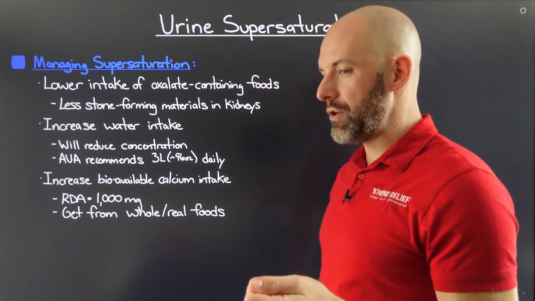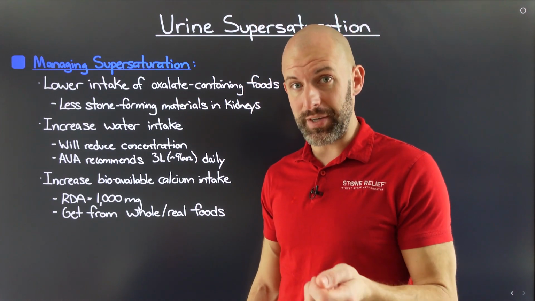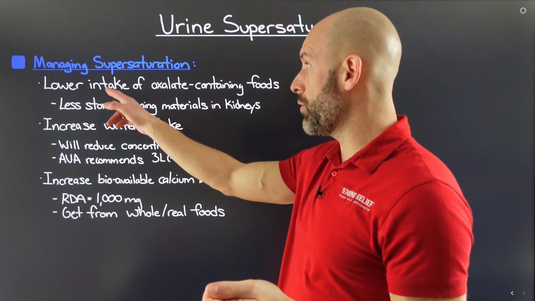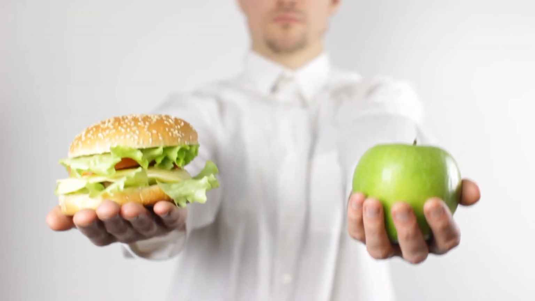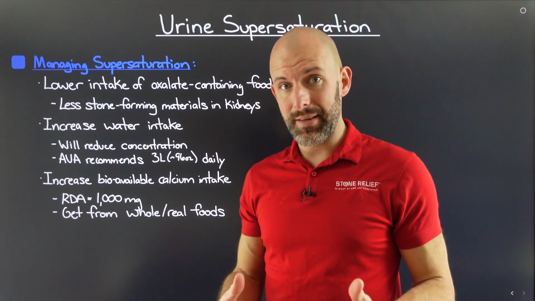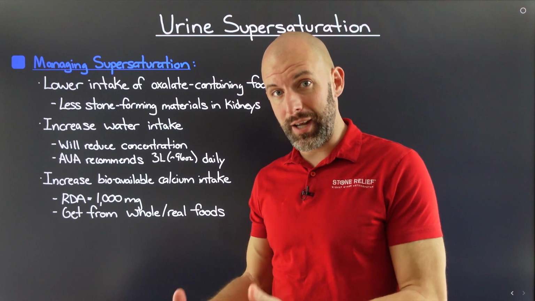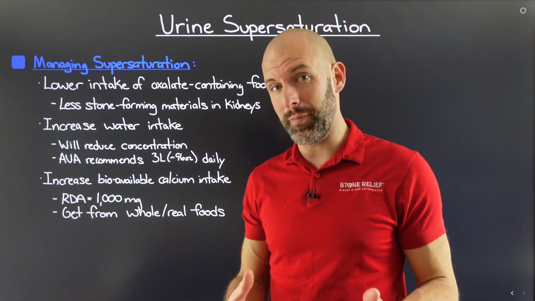So the first thing that you can do to really and most majorly impact supersaturation is really just to lower your intake of oxalate-containing foods. So the less oxalate that you consume from the foods that you eat, the less they are going to be present in your kidney, and then the less likely they are to bind with calcium to form kidney stones.